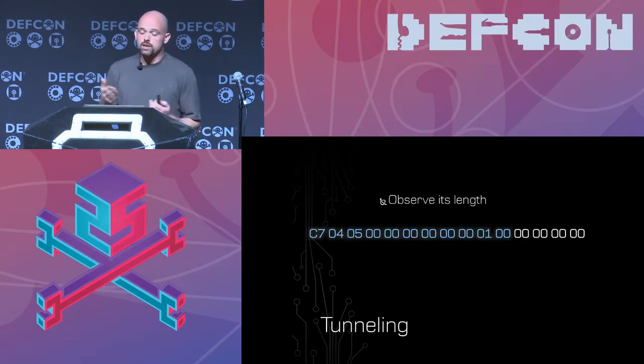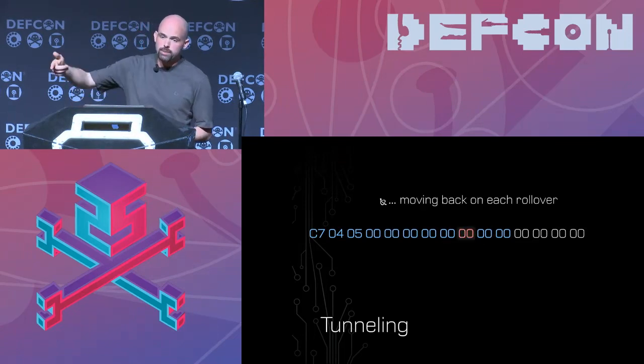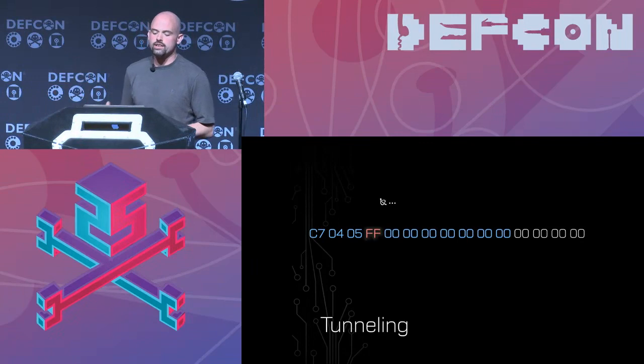Execute the instruction, observe its length. If the length hasn't changed yet, and it didn't here, increment the marker again. And just repeat that over and over. And eventually in this situation, that marker will roll over again. So you move back a byte now. If the marker rolls over, move back. Marker rolls over, roll back. Just keep that up, incrementing these bytes one by one and observing the length changes.